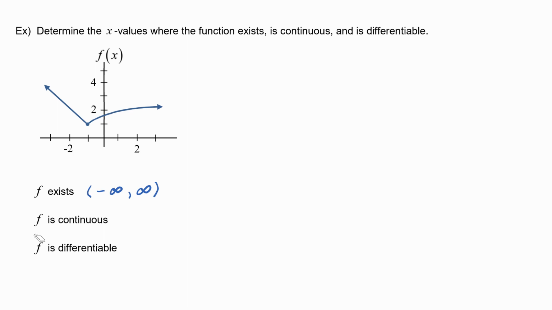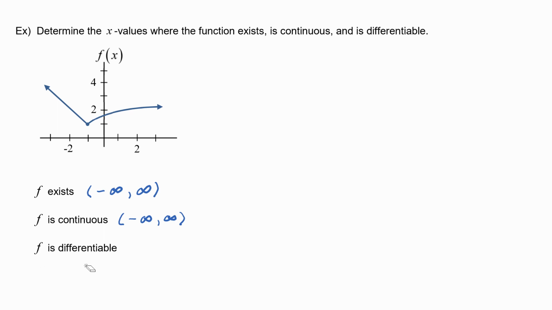To determine where f is continuous, since we have the graph, we see that we can draw it on its entire existence without ever having to pick up our pencil. There are no holes, asymptotes, breaks, etc. So in this case, f is also continuous everywhere. So from negative infinity to positive infinity.